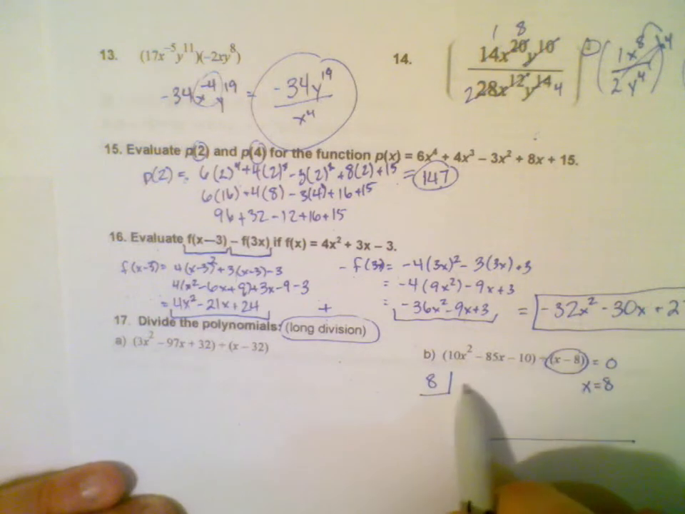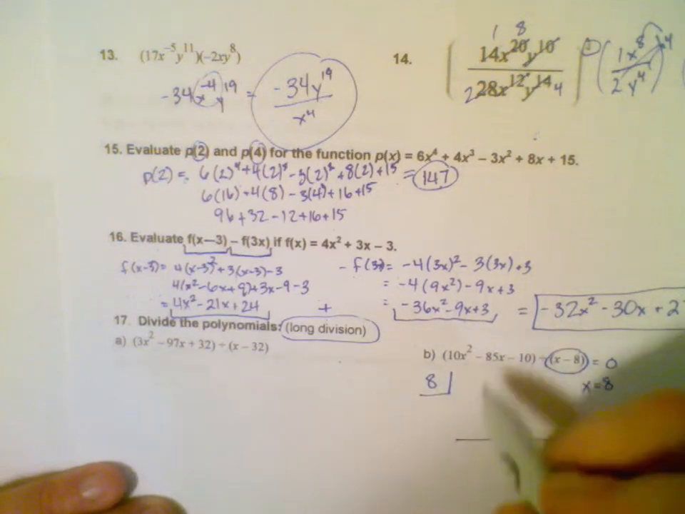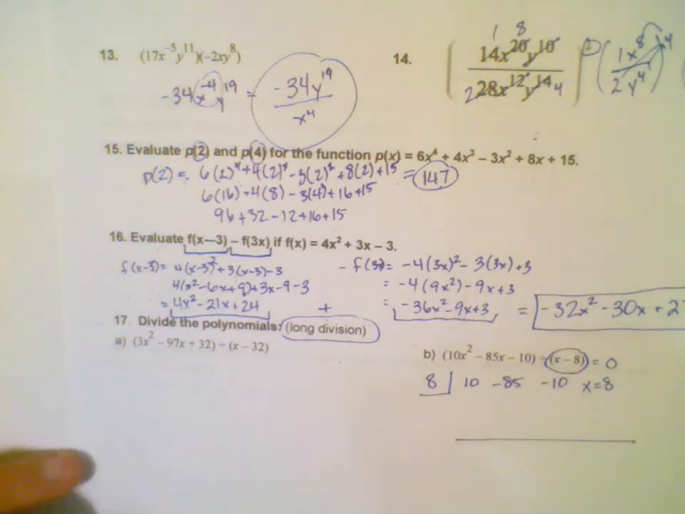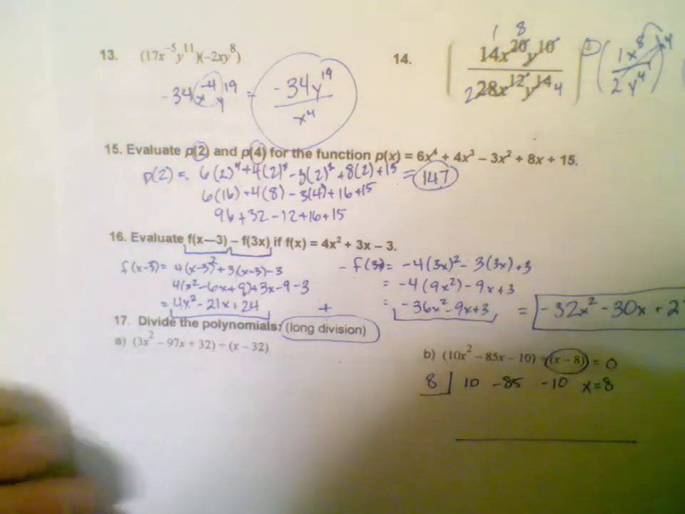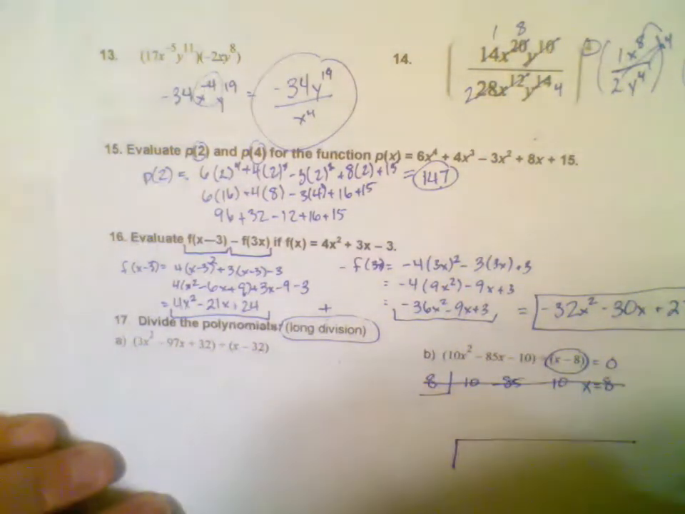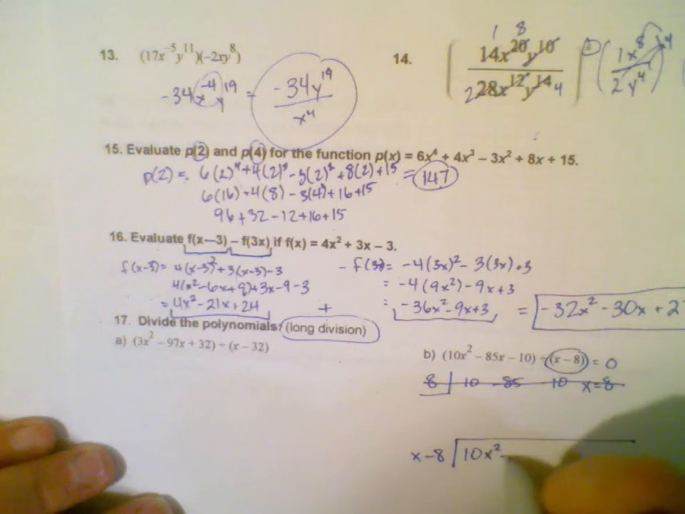And then the numbers that go in here are my coefficients. So 10, negative 85, and then a negative 10. And I don't, oops, I need long division, sorry. Cross that off, long division, redo. So x minus 8, 10x squared minus 85x minus 10.